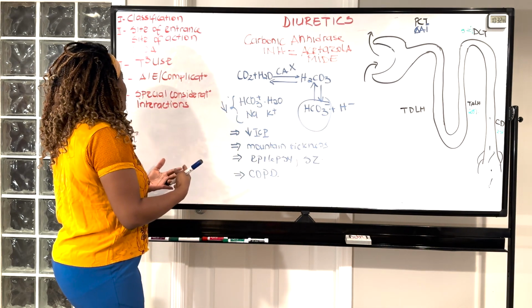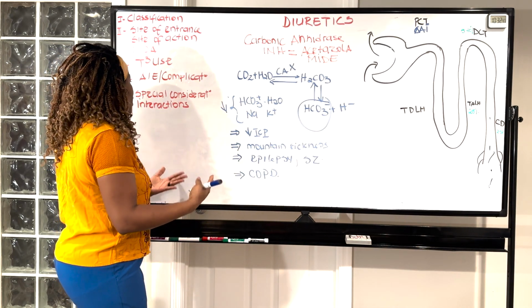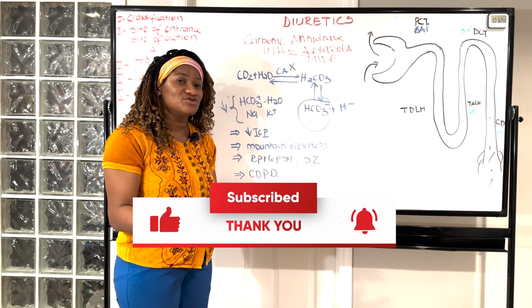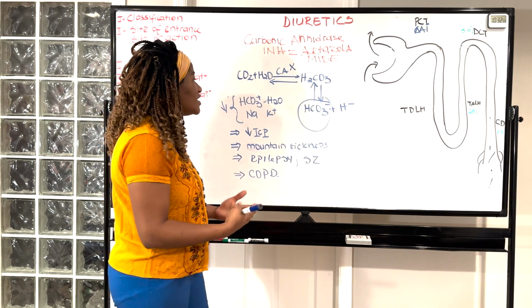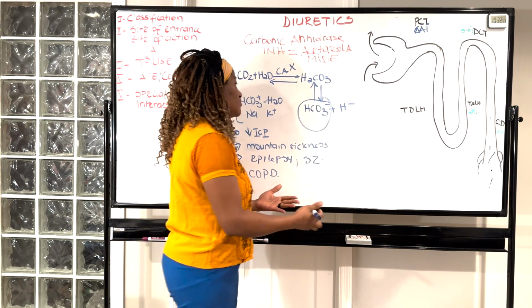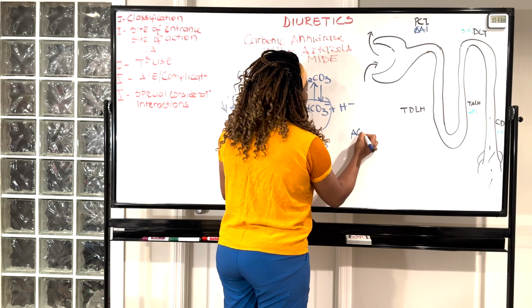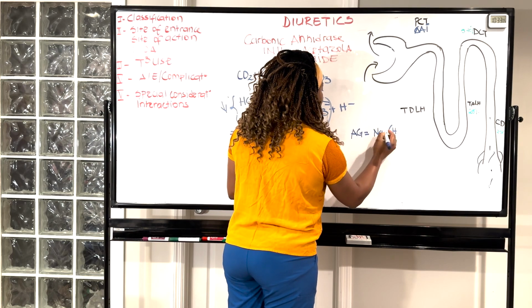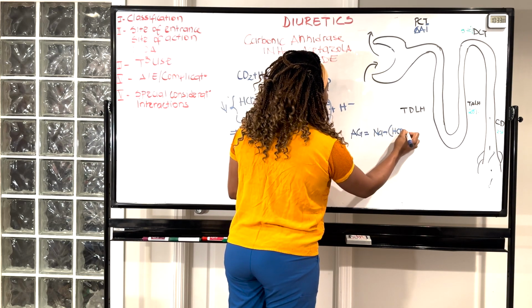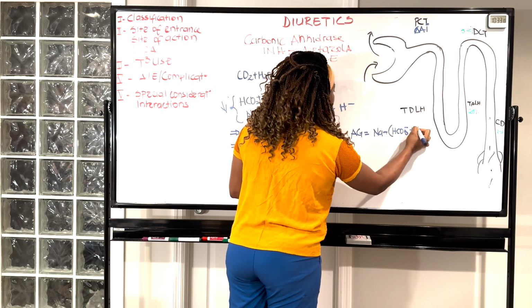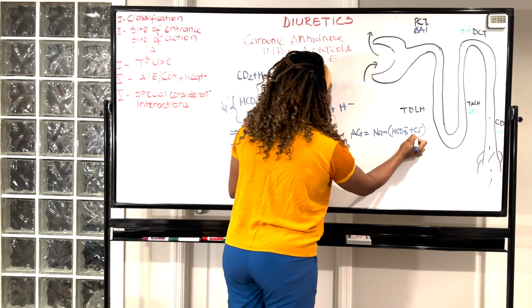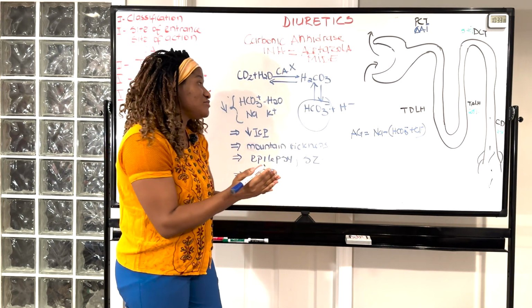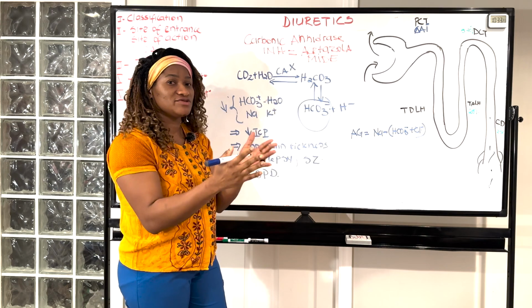Now, one of the adverse effects of acetazolamide, and this is the reason why we don't give it so often in clinical practice, is this: if you remember, your anion gap is your sodium minus your bicarb plus your chloride. And your anion gap is your electroneutrality. Normally it's supposed to be 10 plus or minus 2.